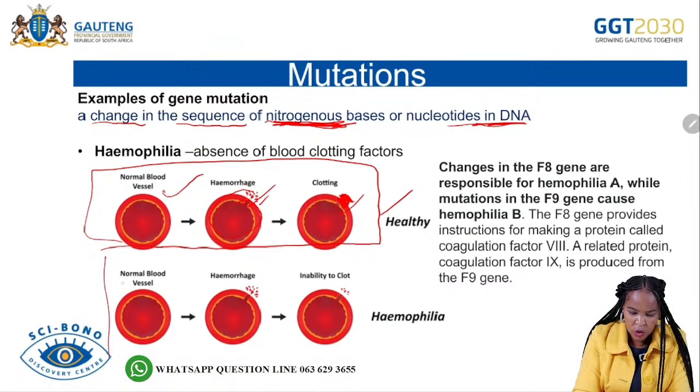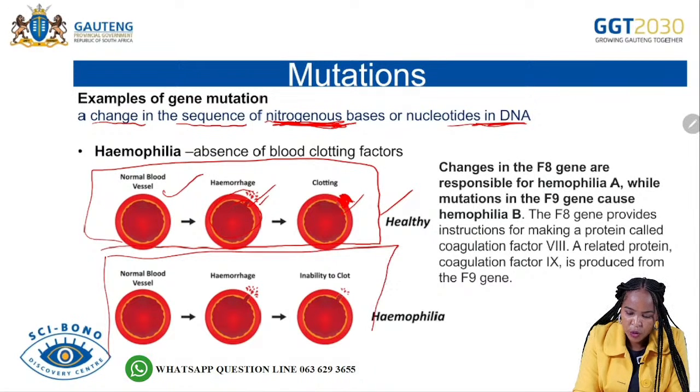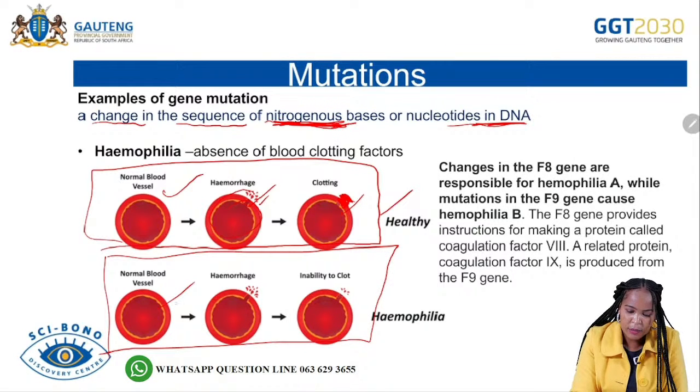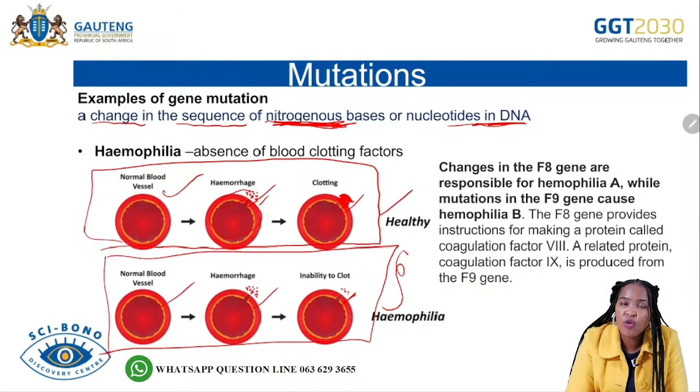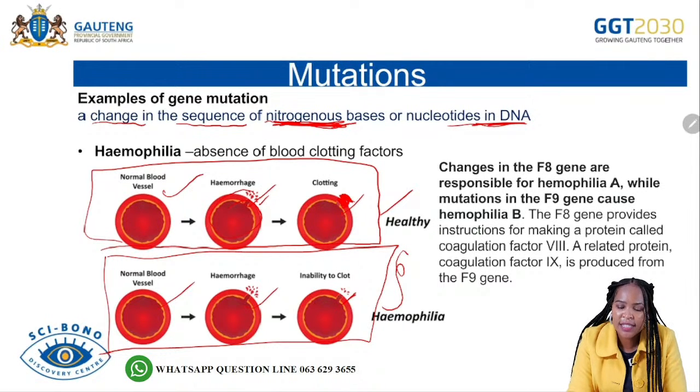Then when you come to a person with hemophilia, it's a different story. A person will have a normal blood vessel, and then this blood vessel will get broken as they bump into something or they hit themselves, whatever. Then the person will continue to bleed because they have an inability to clot. Now, all of this is due to mutation. There is something that went wrong in their genes.